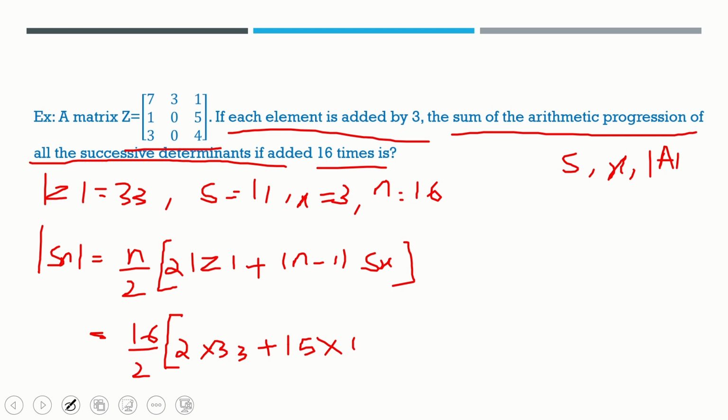15 into 11 into 3. Okay, just do these things and you will get your answer as 4488. Okay, this will be your answer.